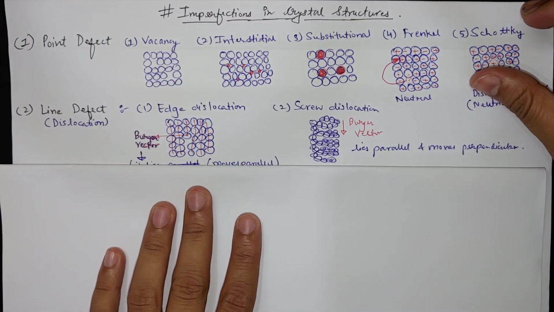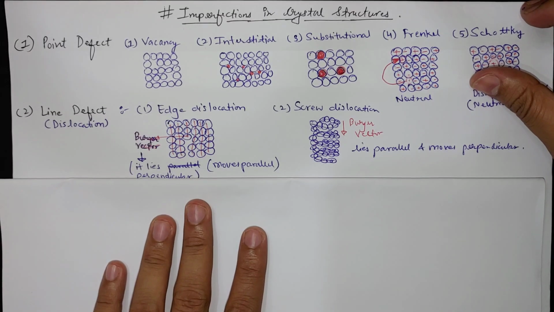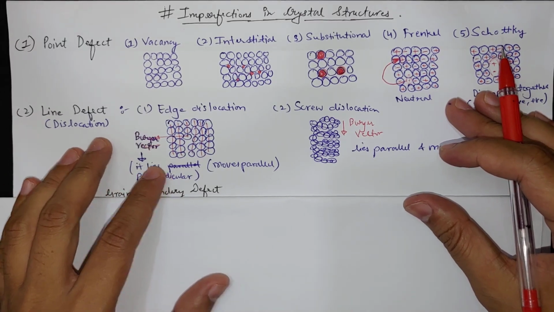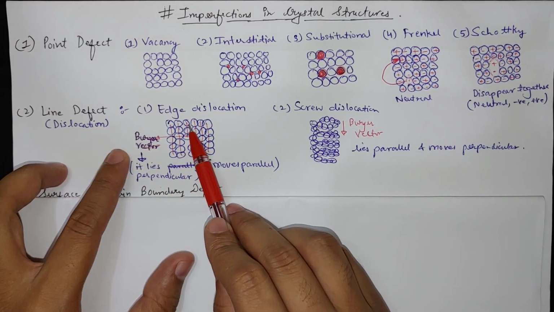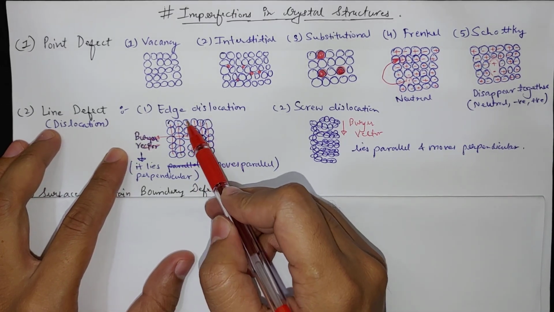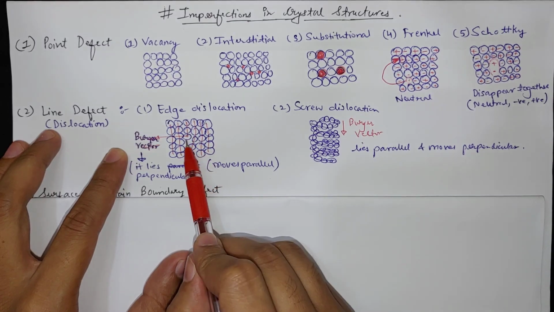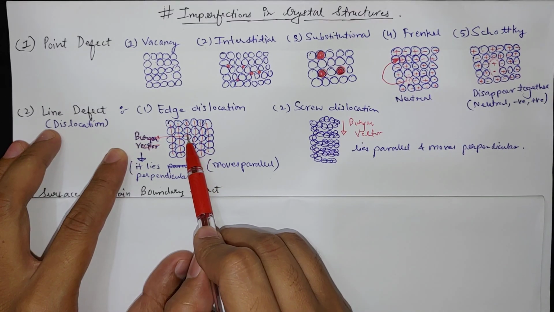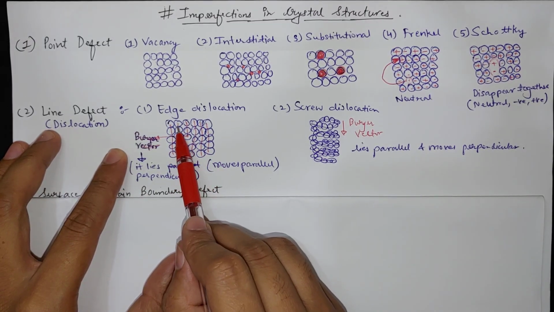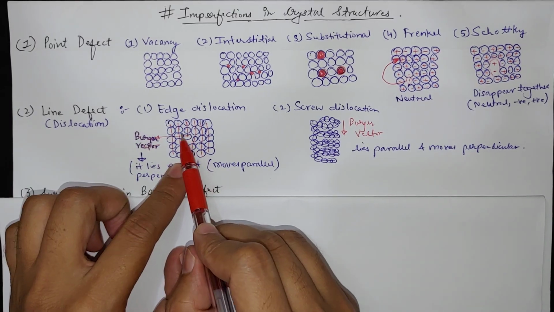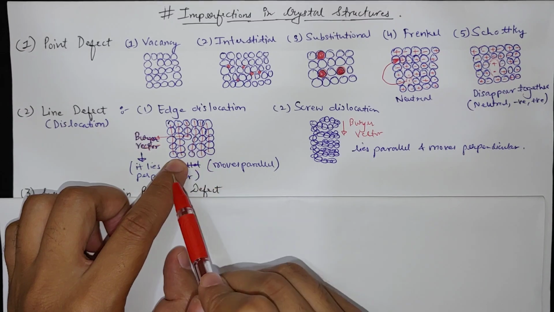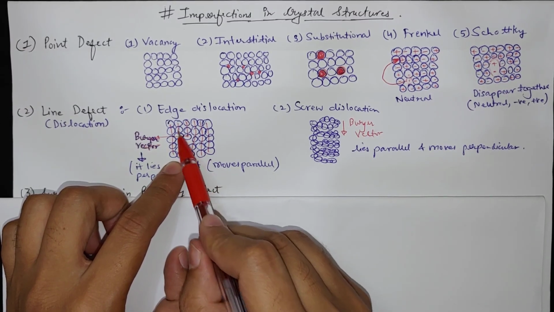The next is edge dislocation and screw dislocation. We call it a line defect. In this we have an entire line of atoms going inside the plane, so we will have an extra line of atoms in the crystal system. Here you can see these lines. These are the atomic crystal lines. We have this particular edge which is in between these two lines.